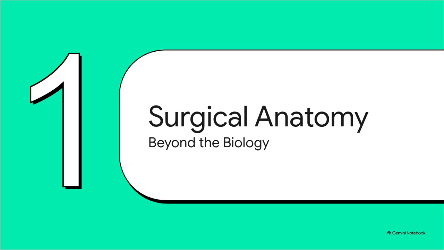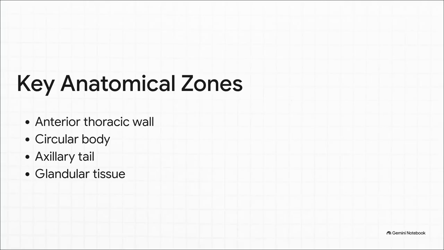Starting right off with Section 1, Surgical Anatomy for Coders, taking us beyond just the biology. Listen, we aren't just learning anatomy so we can perform the surgery. We're learning it so we can decode the surgery. Literally every single anatomical term a surgeon dictates is going to impact your code selection and your modifiers.